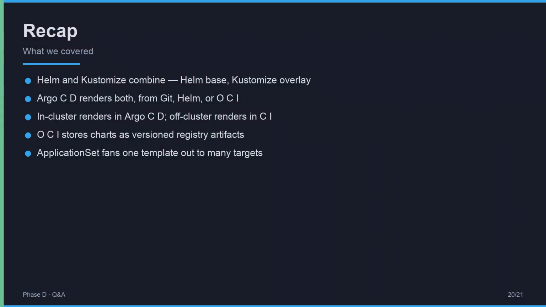Quick recap. Helm and Kustomize combine. Helm is the base, Kustomize overlaying on top. Argo CD renders both, from Git, a Helm registry, or an OCI image. In-cluster rendering happens inside Argo CD, off-cluster rendering happens in your CI, then raw YAML is applied. OCI lets you store charts as versioned registry artifacts. And an application set fans one template out to many environments or clusters.